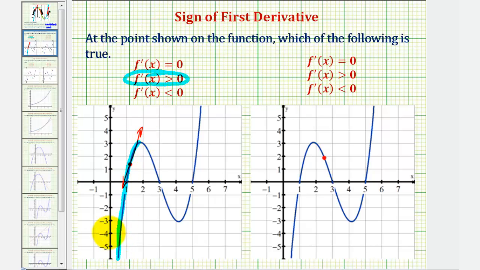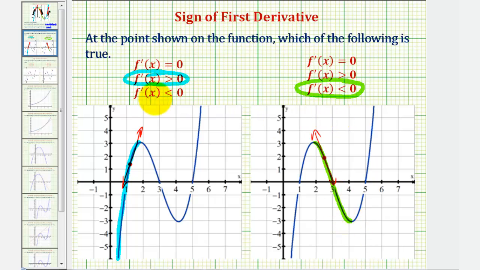Looking at our second example, if we sketch a tangent line at this red point, notice how the slope of the tangent line would be negative, which means the first derivative is less than 0 at that point. Also notice this function is decreasing over this interval here, which means the first derivative would be negative over this entire interval.